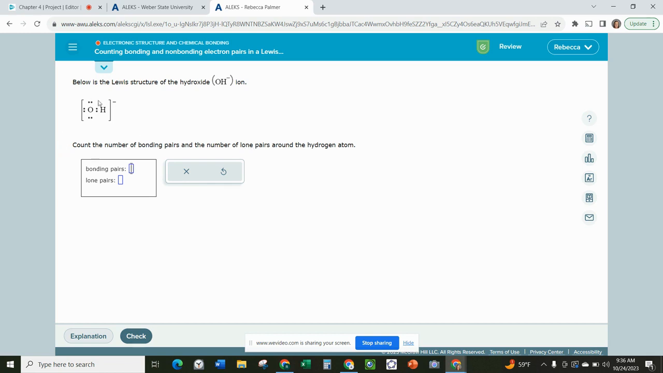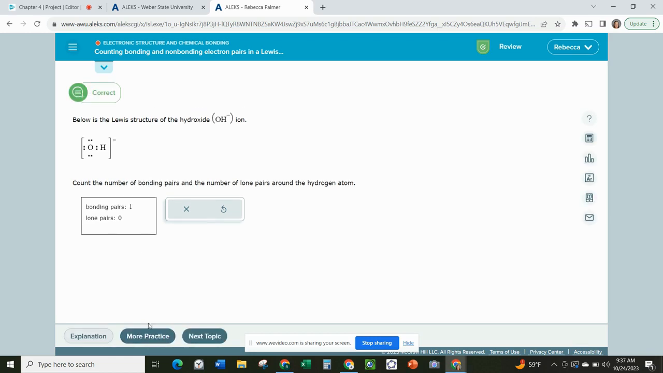So we're looking, but there's two atoms here, so it's going to tell us which one to look at. Count the number of bonding pairs and the number of lone pairs around the hydrogen atom. So all we have to look at is hydrogen. All we see touching hydrogen is this bond in the middle. This one is bonding because it's between the oxygen and the hydrogen. This pair of electrons is forming a bond, and usually we draw it with a line, a dash, instead of two electrons. So there's just one bonding pair, and around hydrogen there's 0 lone pairs.